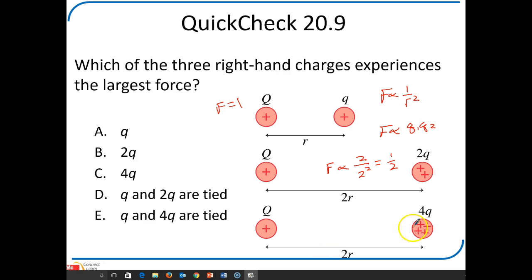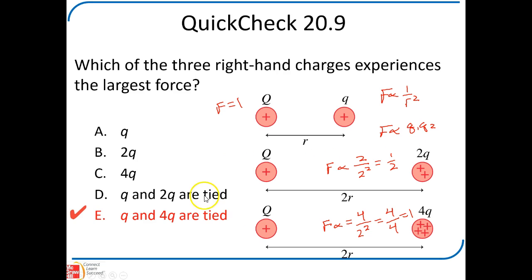If I then try this one, let's see what happens. Force is proportional to 4Q times Q, which is 4, all over our distance, which is really 2 again, so 2 squared. Aha! This is 4 over 4, and that's equal to 1. It says Q and 4Q are tied, so Q and 4Q have the same amount of force. All right, that is the end of 20.9.